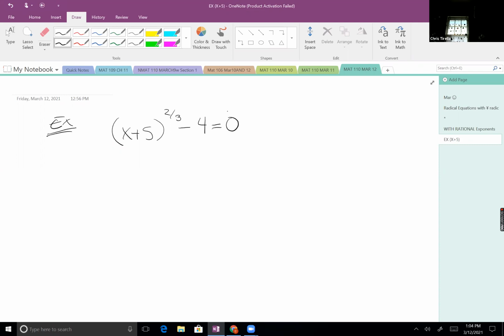And so here, we want to get that expression with a rational exponent alone first. So I'll add 4 to both sides, giving me (x + 5)^(2/3) = 4.